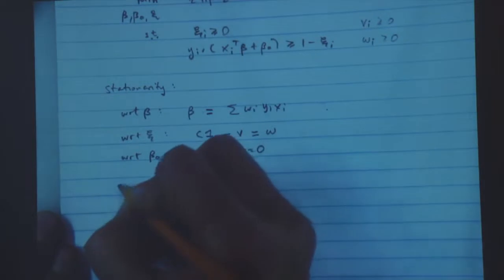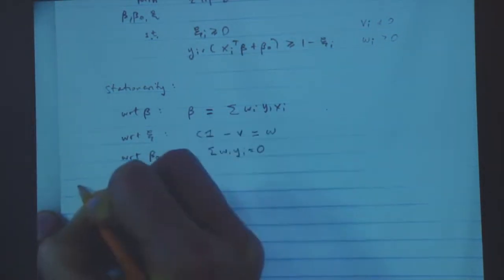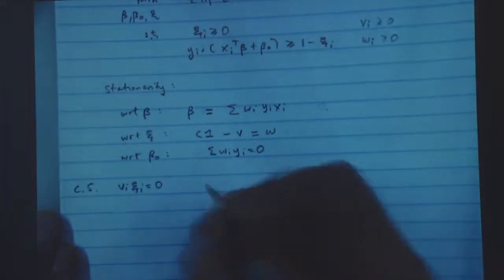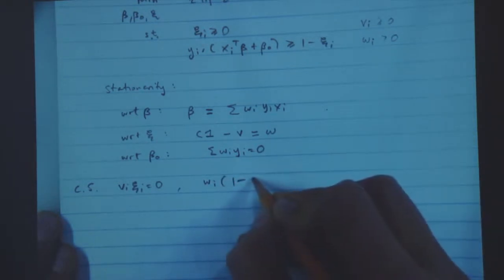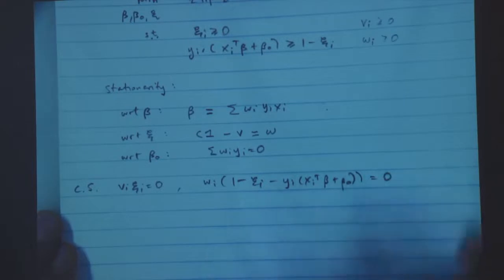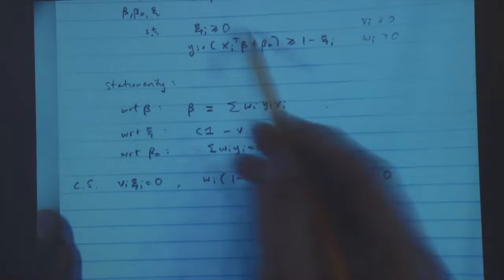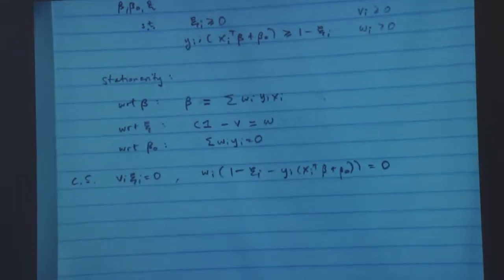Complementary slackness says that vi times psi i has to be equal to 0. This is complementary slackness. And also that wi times (1 minus psi i minus yi (xi transpose beta plus beta naught)) equals 0. And dual feasibility is here, and primal feasibility is written down up there, so I'm not going to rewrite them. So these are the KKT conditions for the SVM problem.